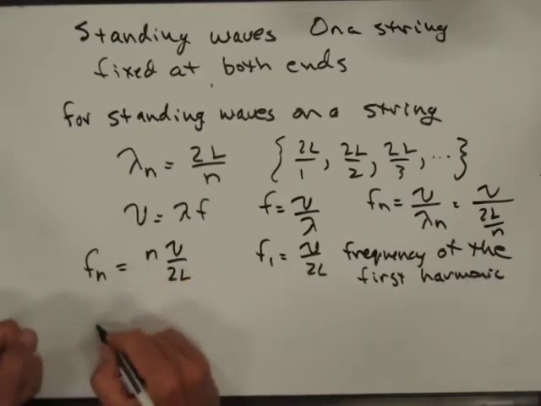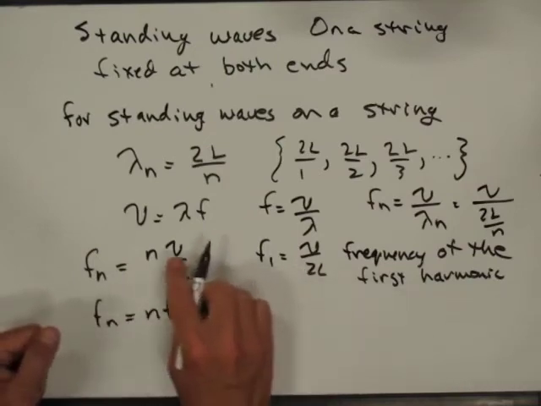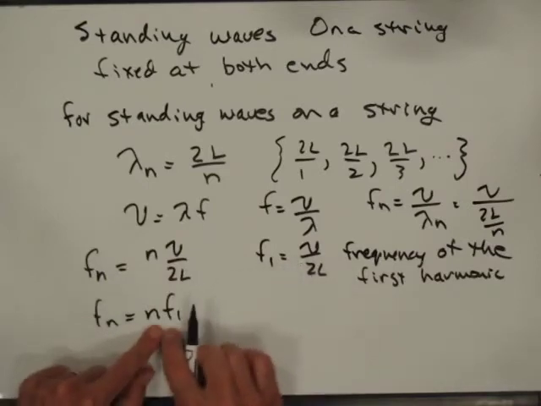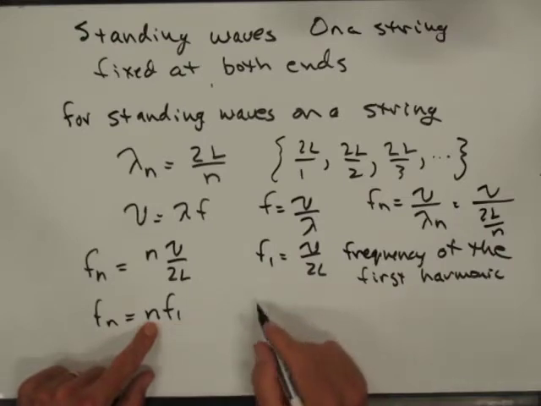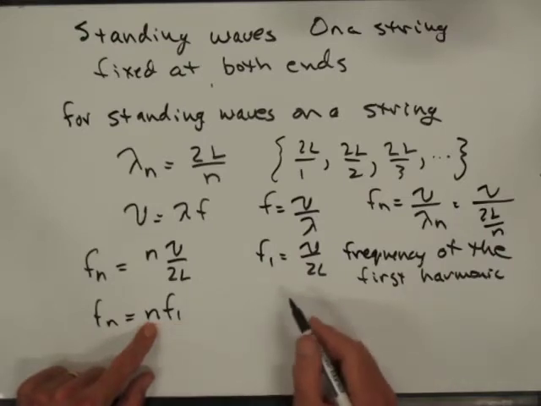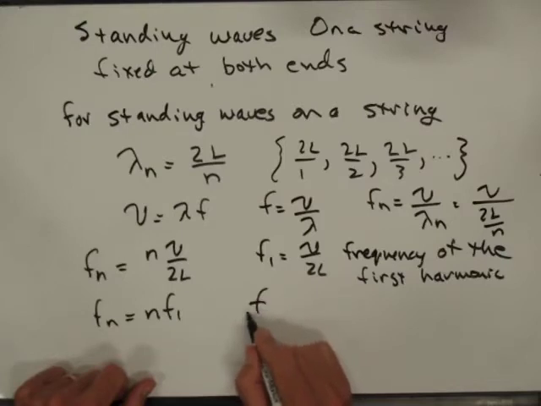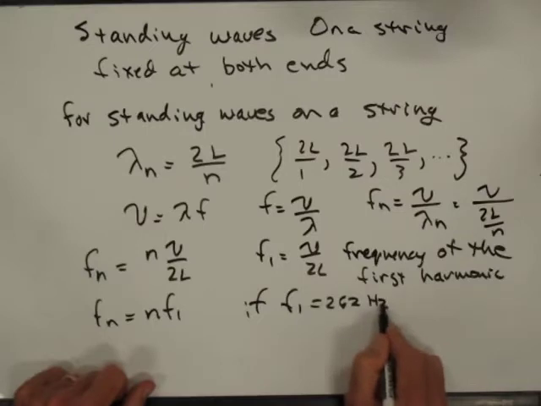But what that means is f sub n is equal to n f sub 1, because nv over 2l, v over 2l is just f1. And so the frequency of the nth harmonic is n times the frequency of the first harmonic, right? And so if your guitar string plays a middle C, then it can also play the harmonics. So if f sub 1 is 262 hertz, right?